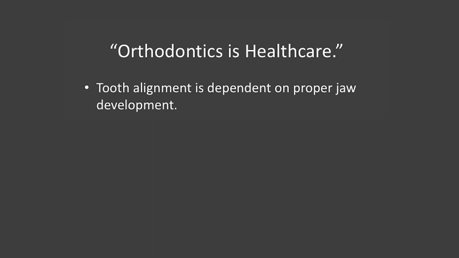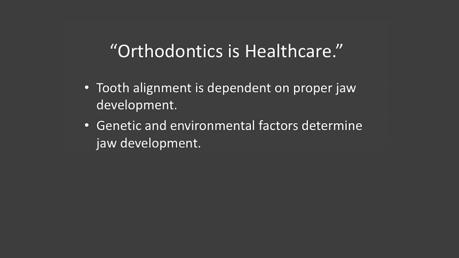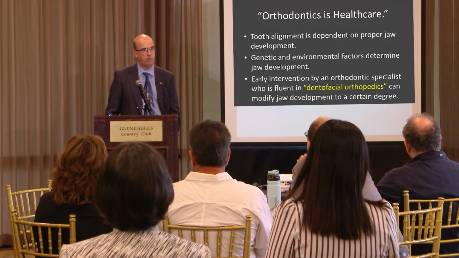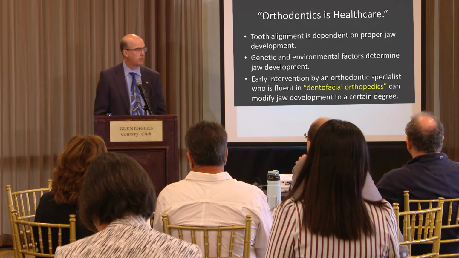So I'm going to go down a rabbit hole with you guys a little bit here and kind of dig into that a little deeper. But there's genetic and environmental factors that really make a big difference on the development of our jaws. And certainly tonsils and adenoids and all those things that we've heard about already have a major component to that. But early intervention by an orthodontic specialist who has training and experience in dentofacial orthopedics, we can modify jaw development to a pretty substantial degree if we meet the patient when they're young.